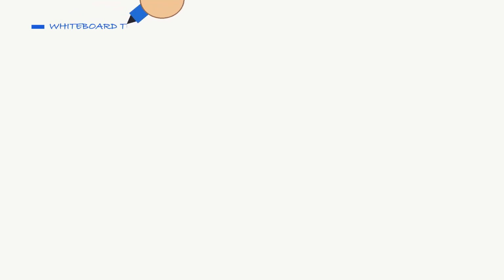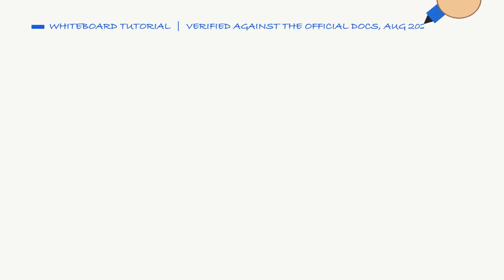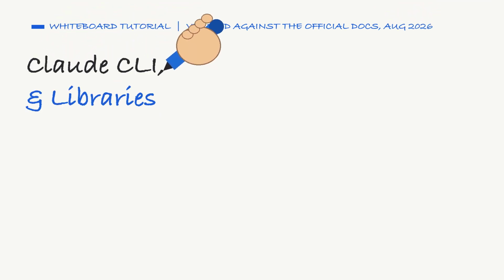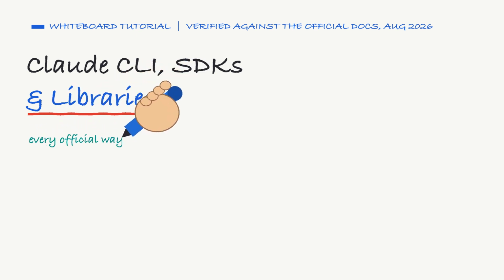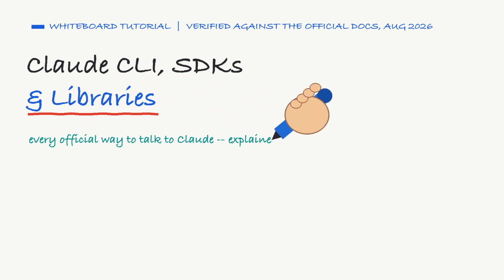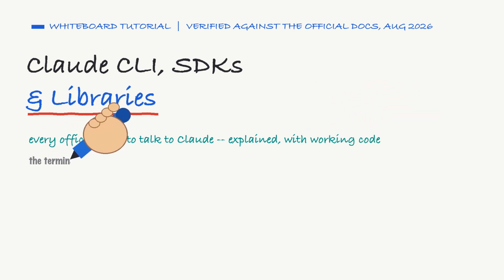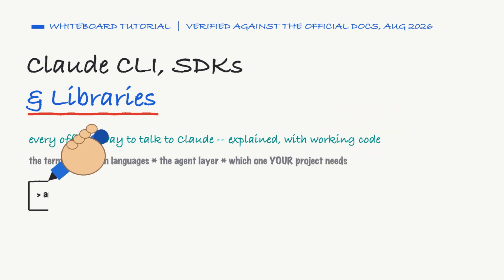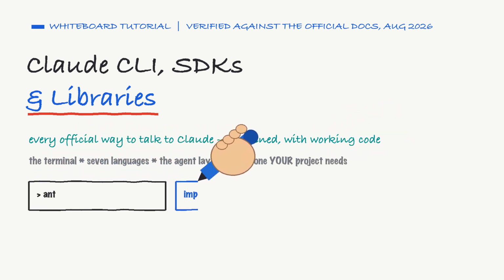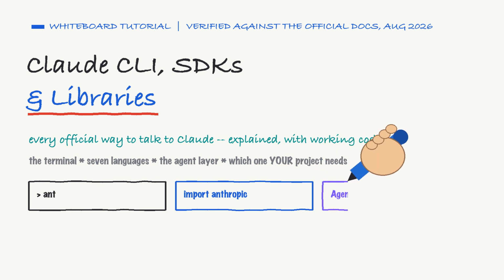You want Claude in your project, and the docs offer you a CLI, 7 SDKs, client libraries, agent libraries. Which one do you actually need? In this video, we sort the whole toolbox: the Ant command line tool, the client SDKs with working code in Python and TypeScript, the agent layer above them, and a decision framework so you know exactly which door your project should walk through. Everything verified against the official docs as of August 2026.